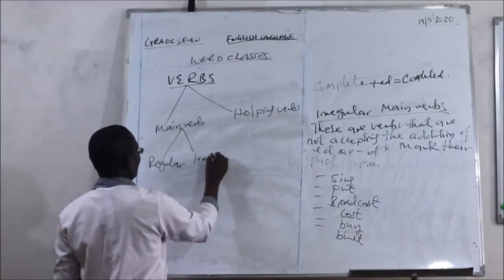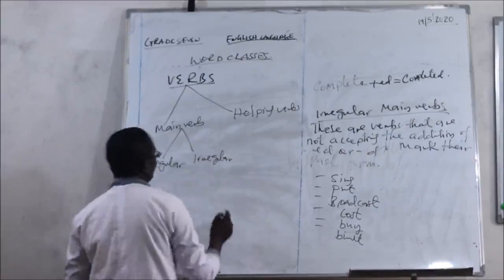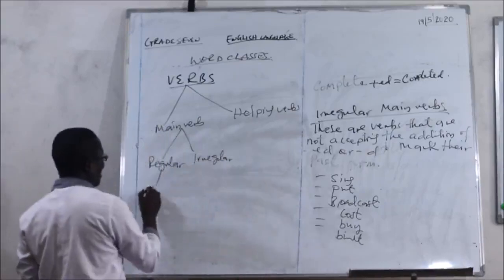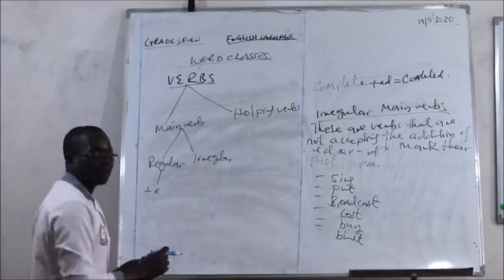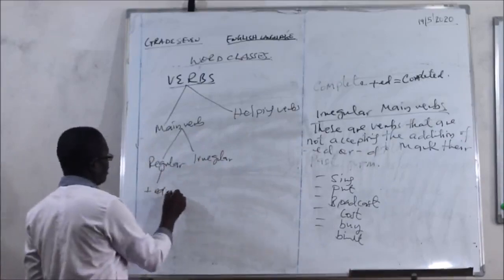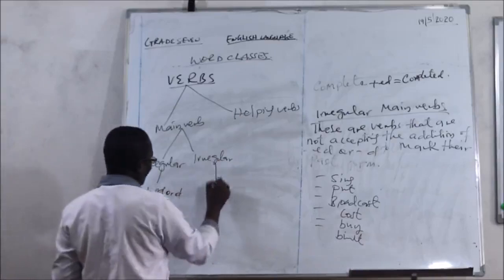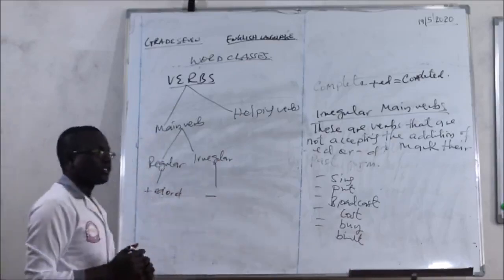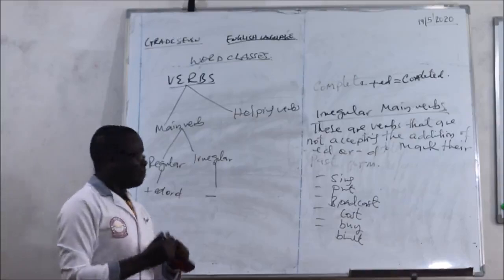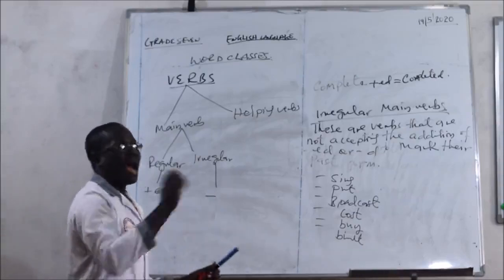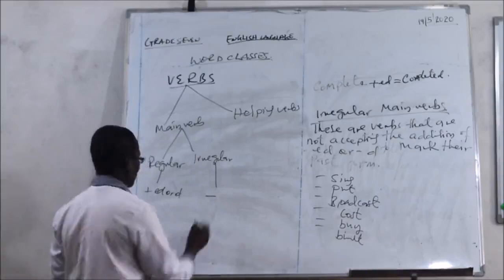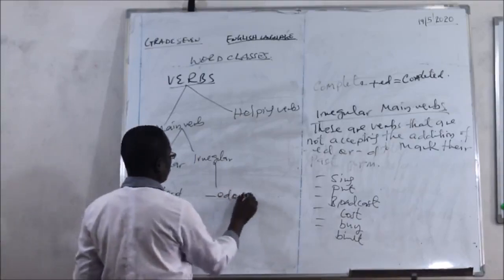and the irregular main verb. When we say regular accepts, you can use the plus sign to mean allowing ed or d. Then irregular does not. We can simply use a negative sign to show the absence of the universal past tense marker, ed or d.